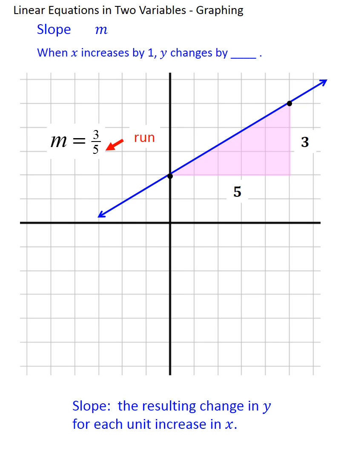run and rise. In other words, if we have a slope of 3/5, while that technically means when x increases by 1, y changes by 3/5, it's actually more efficient to just think of it as when x increases by 5, y is going to increase by 3. Or restated, the run is 5 and the rise is 3.